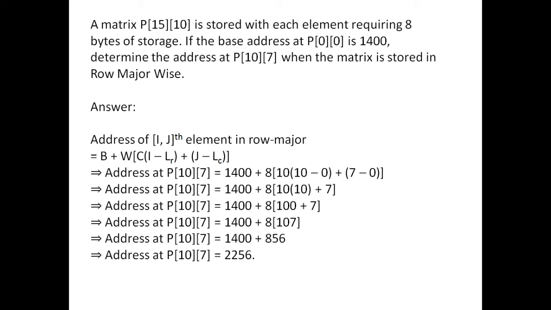The address at P107 we are going to calculate. IJ is 107. Use the values and you will get the final answer as 2256. Here in this question we use the formula of row major wise. Okay children, so let us move to the next question.